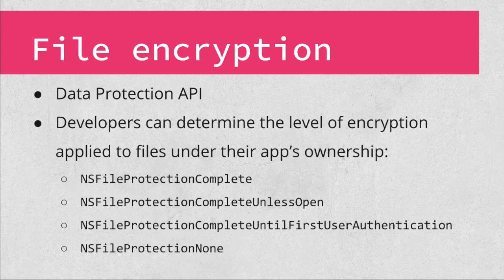For complete until first user authentication, the keys are available once the device has been booted and unlocked, and remain available until the device is rebooted. For complete unless open, decryption keys are briefly available for files that are open at the time a device is locked, but otherwise, the keys are only accessible when the device is unlocked. For complete, the decryption keys are inaccessible as soon as the device is locked, regardless of whether the files are in use. The security of the Data Protection API relies on the user setting a passcode on the device, so it can't be easily unlocked to gain access to decrypted data.